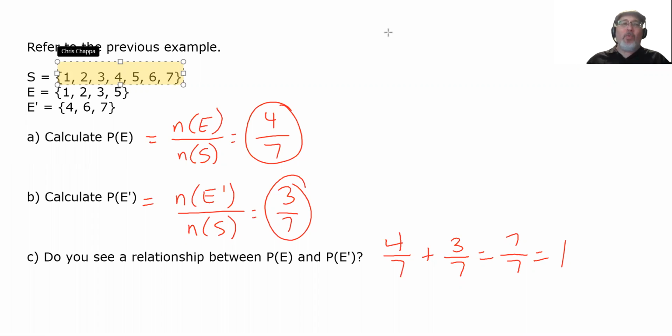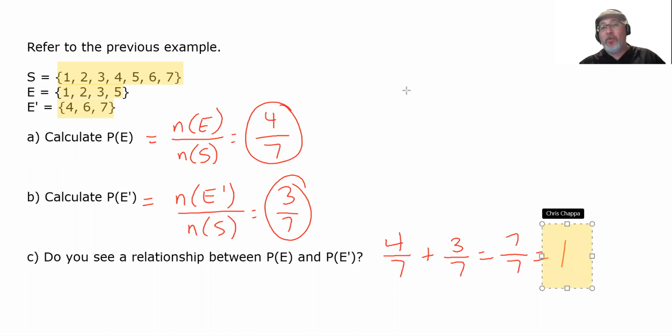But if I say pick a number 1 through 7, either it's in the event or it's not. And if it's not, then it's in its complement. So it's either got to be in the first one or it's got to be in the second one. In other words, being in an event or its complement is a certain thing. You pick a number from 1 to 7, it must be in one or the other. And that's why the joint probability, if you will, is 1.